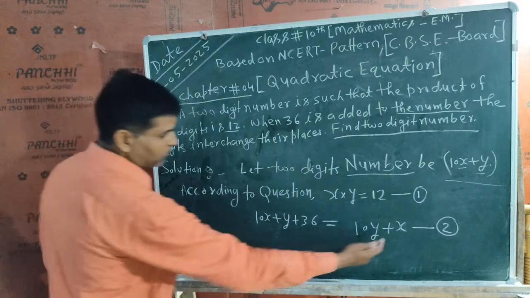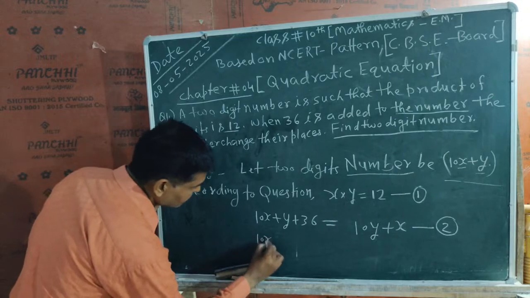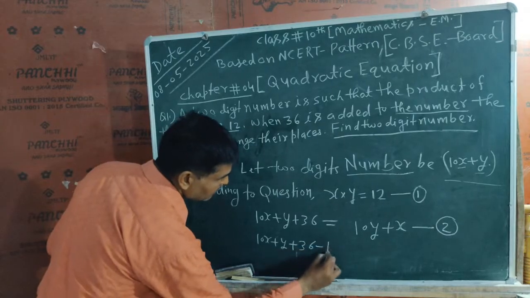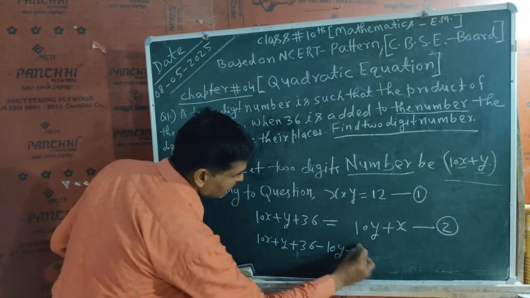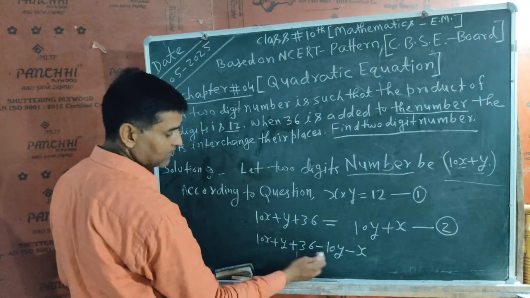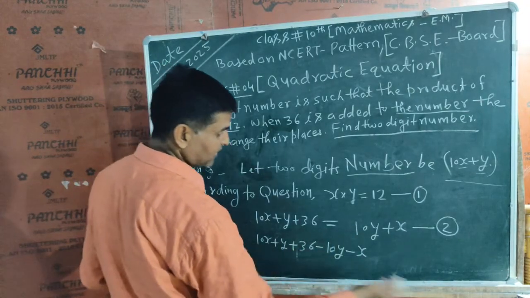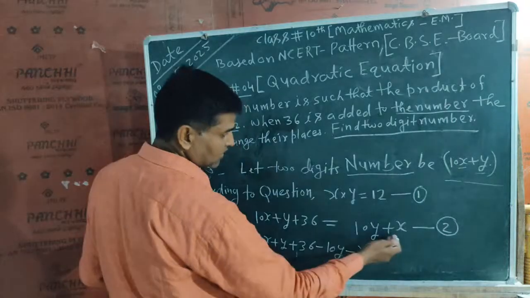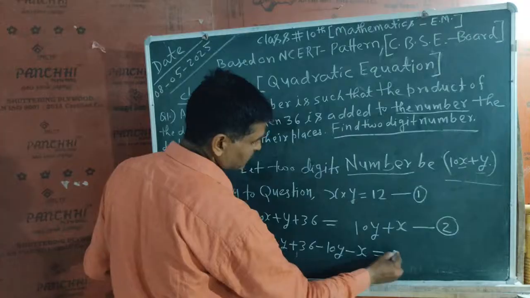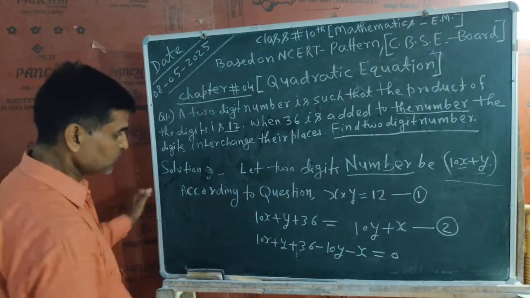So all the information of equation number 2 I will put on the left-hand side. Here I will write 10x plus y plus 36 minus 10y minus x. Because 10y has a plus sign on the right-hand side, when it comes to the left-hand side its sign will change, so I put minus. The same condition applies to x, and on the right-hand side I will put 0. Okay, student, I am going to simplify it further.